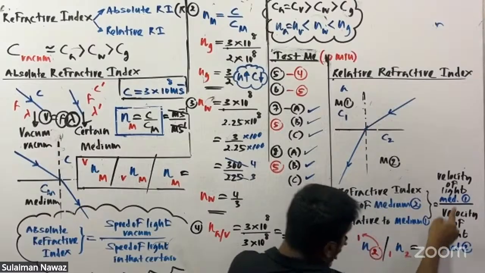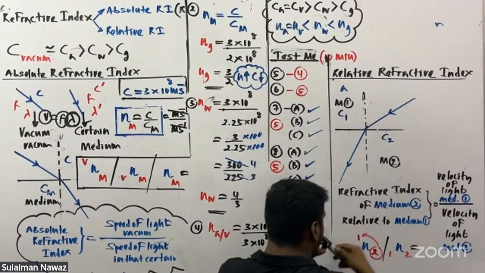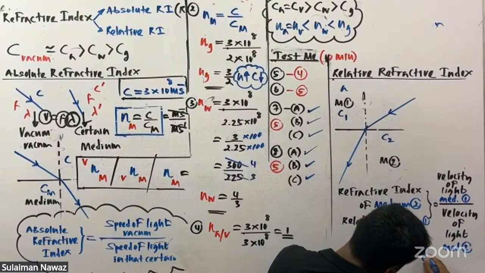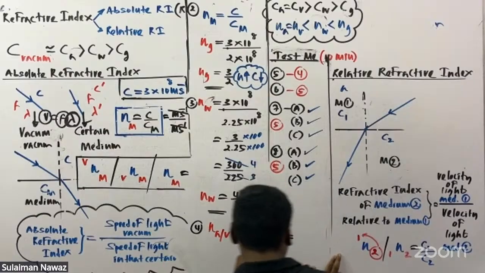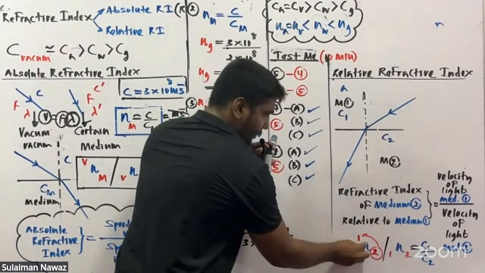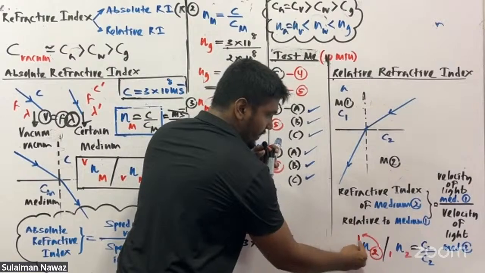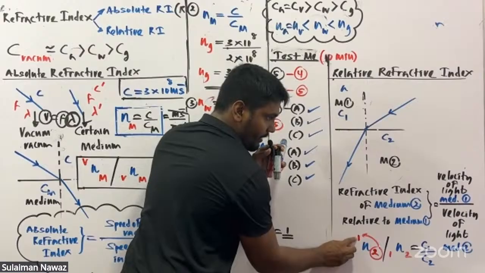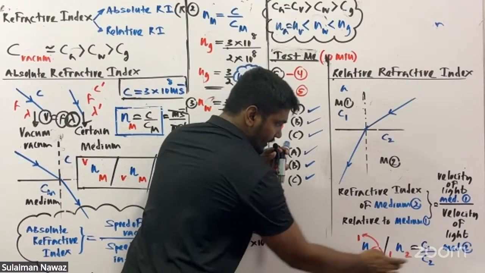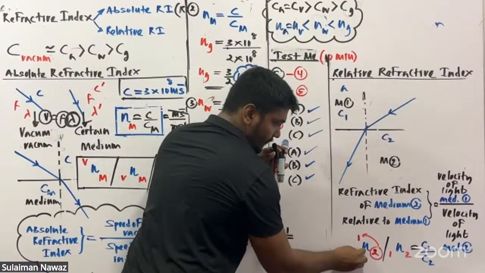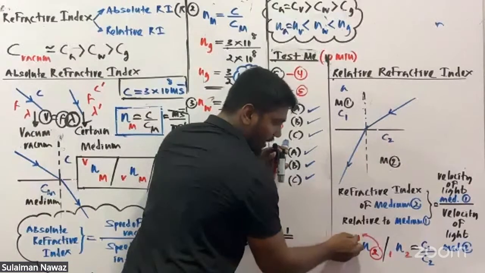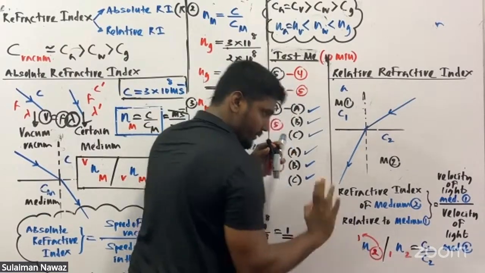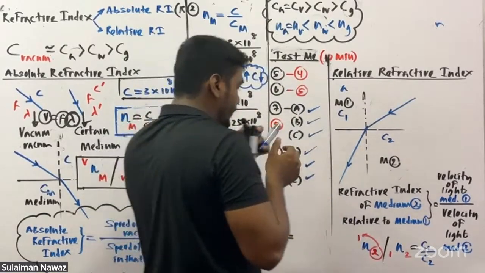Equals speed of light in medium 1, C1 over C2. Nice equation. Very simple. See, refractive index of medium 2 relative to medium 1. What is at the top? 1 is at the top, 2 is at the bottom. Refractive index of medium 2 relative to medium 1: 1 is at the top, C1; 2 is at the bottom, C2. Think like that. Then you can remember.